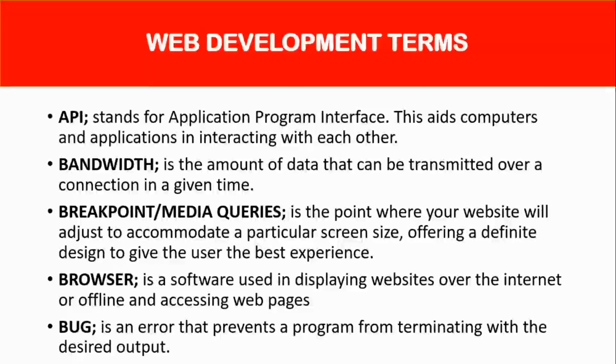Now a bug is an error. We've talked about errors while we were talking about HTML. A bug is an error, that's just the simple term. And what does an error do? It prevents your program from terminating with the desired output. So when you have an error, your program will fail to give you the desired output. And when such a thing occurs, we say that you have a bug in your website.